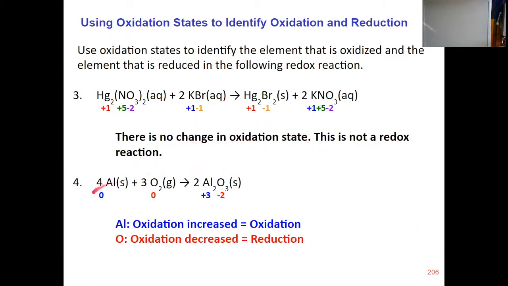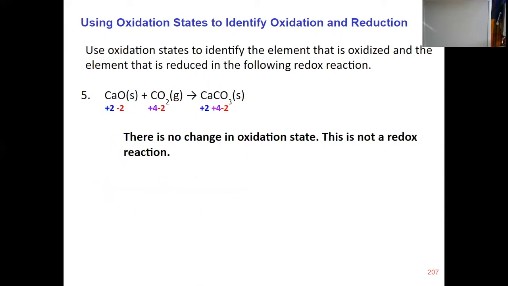Okay? For number 4, my aluminum goes from 0 to a +3. My oxygen goes from a 0, because it's in its elemental form, to a -2. So my aluminum oxidation state increased. That's oxidation. My oxygen oxidation state decreased. That is reduction. Okay, and the last example here, I see again that I have no change in oxidation state in any of the components. This is another example of a non-redox reaction.